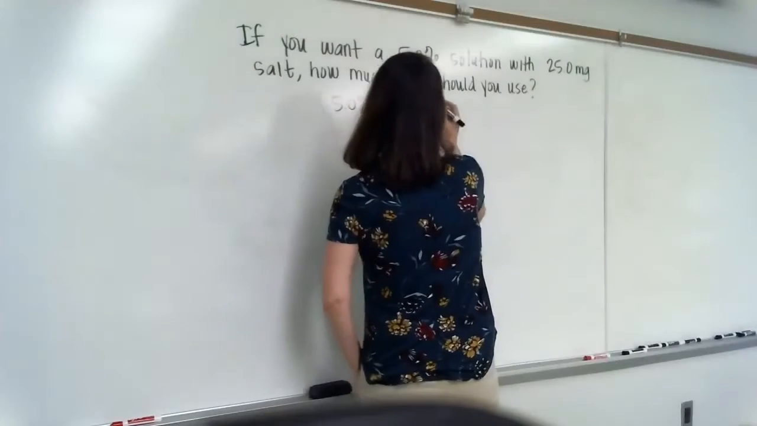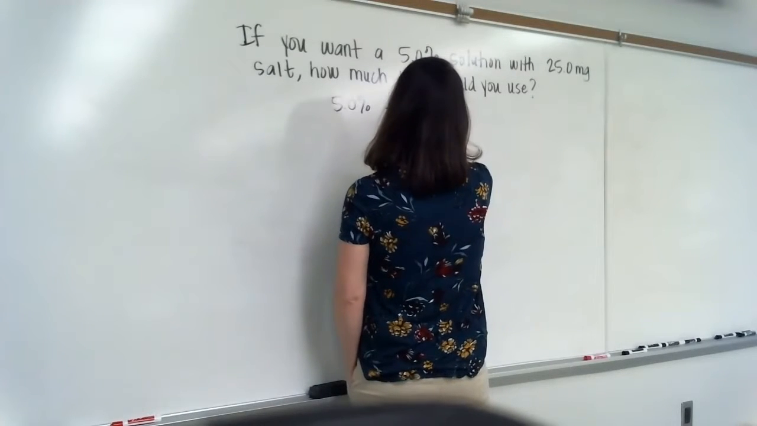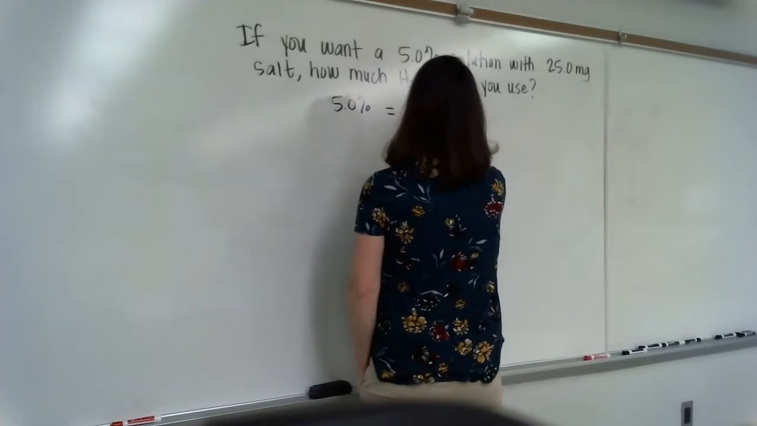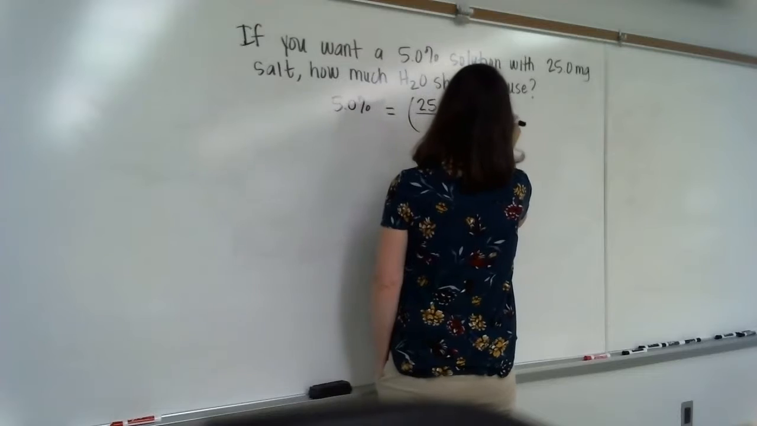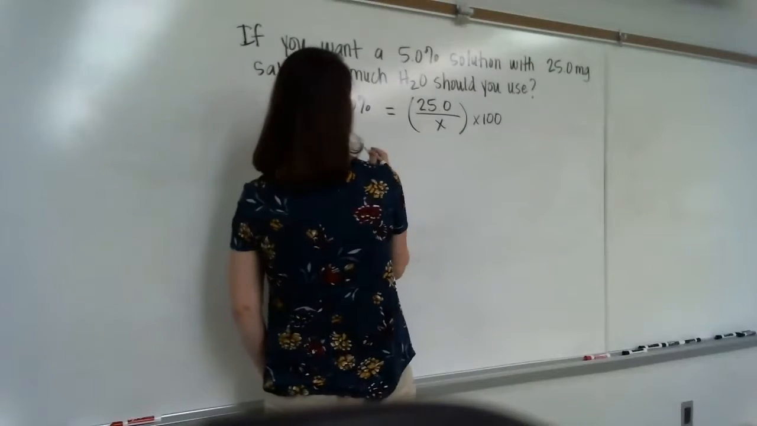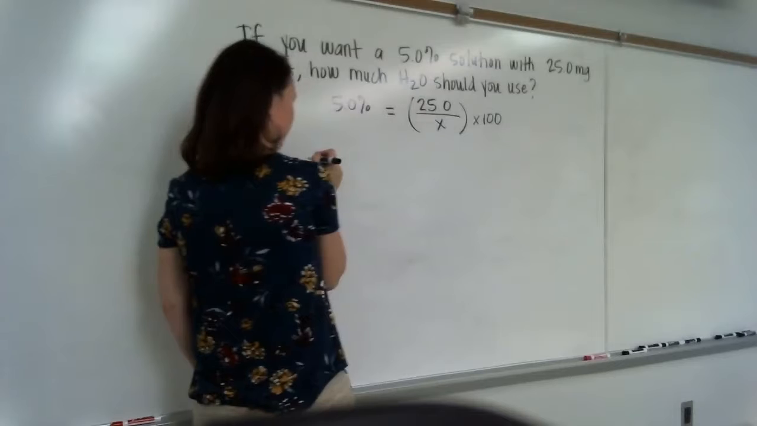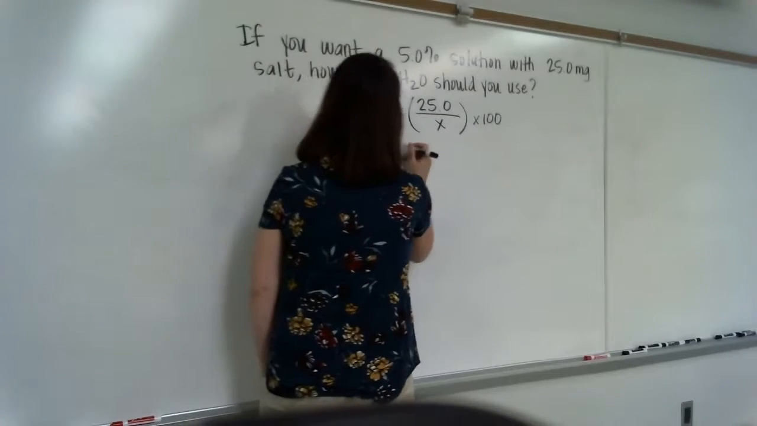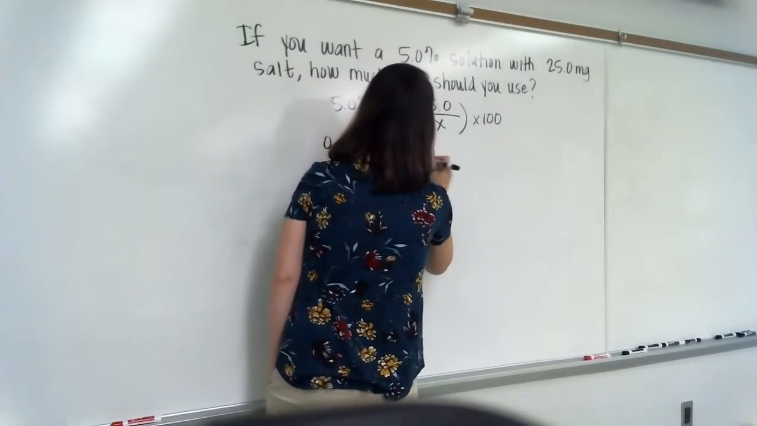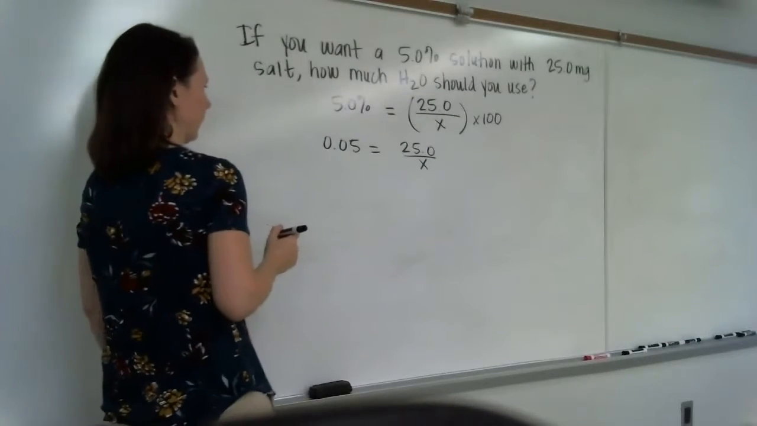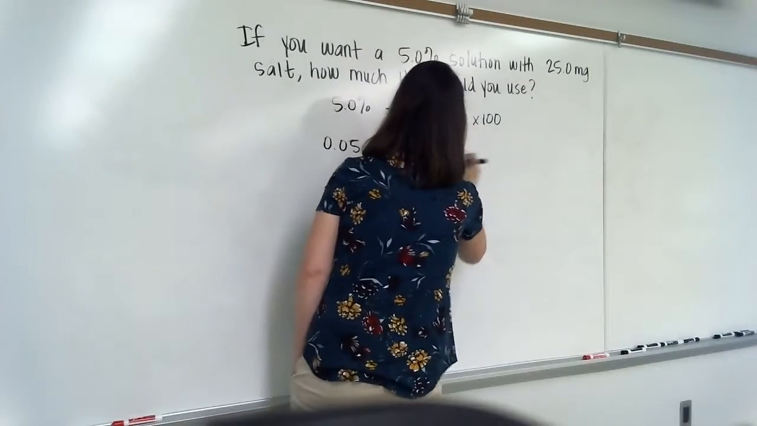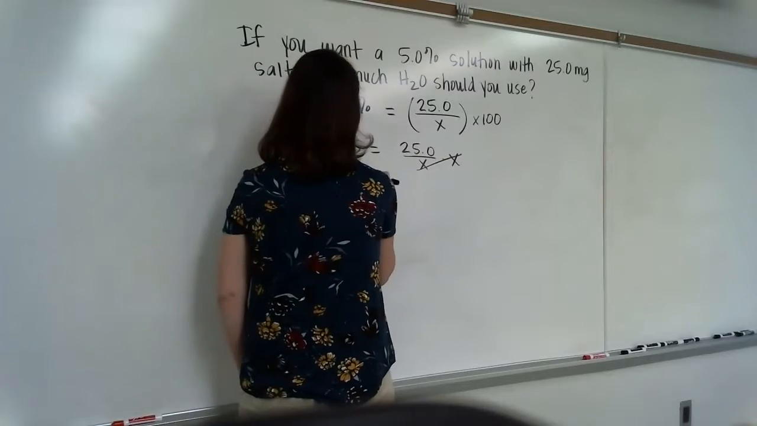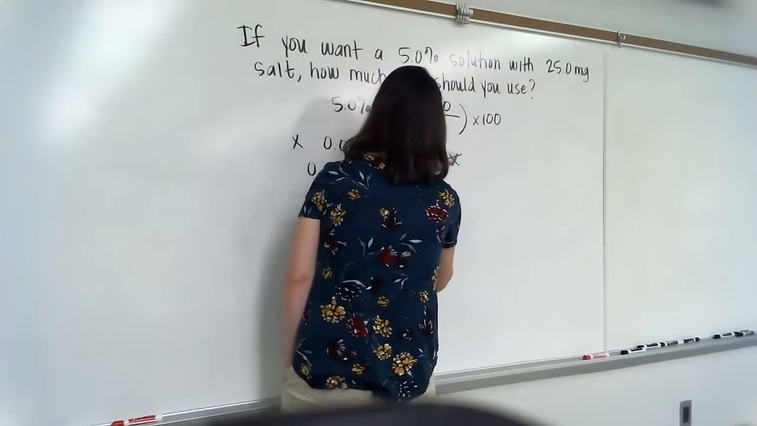5% is equal to, this time, 25 over x, right? And this is being multiplied by 100, so we have to undo the times 100 part. What's 5% as a decimal? Right, 0.05 is equal to 25 over x. Okay, so multiply by x to get it out of the denominator. 0.05x is equal to 25.